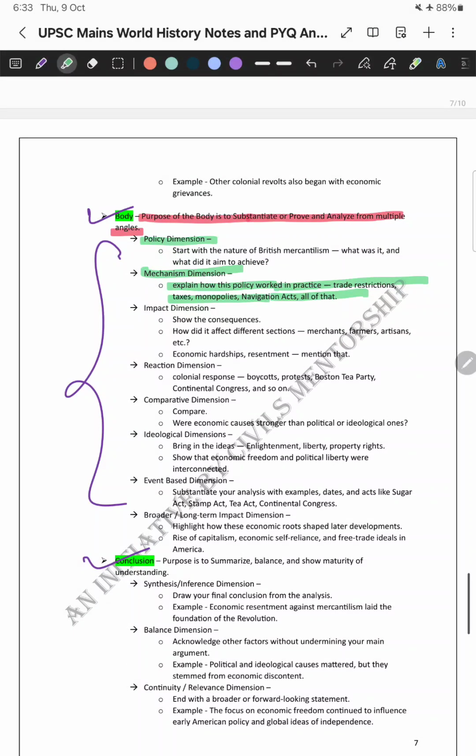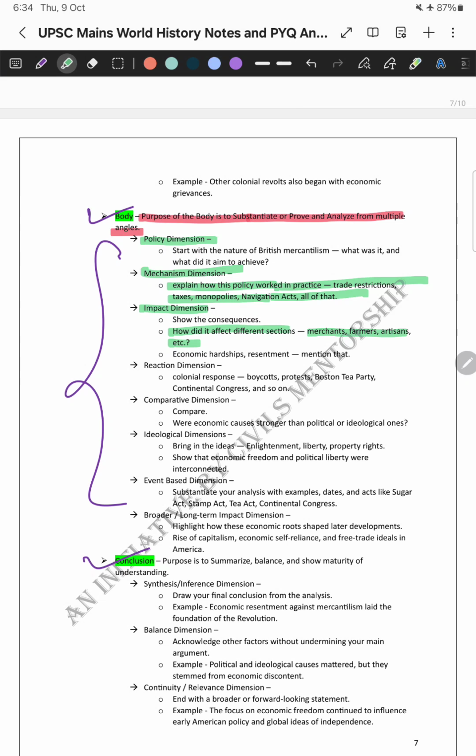Now, what does this mean? Third part is the impact dimension. Impact dimension. Now, what does this mean? You need to show the consequences, how this particular revolt affected different sections, meaning whatever policies were adopted by the British, how they affected the different sections like the merchants, farmers, artisans, etc.